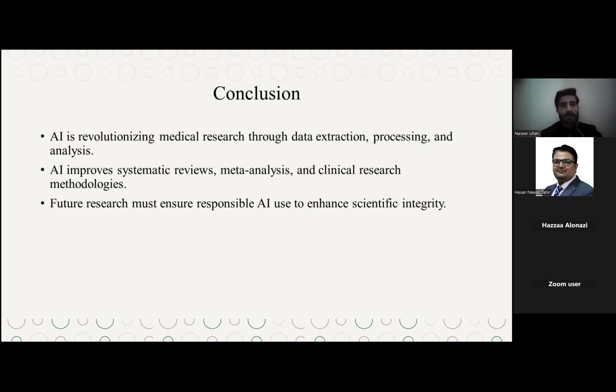Conclusion. Artificial intelligence is revolutionizing medical research through data extraction, processing, and analysis. These three are the main ones. Others are also there, like screening in systematic reviews. The second is that artificial intelligence improves systematic reviews, meta-analysis, and clinical research methodologies. In future, research must ensure responsible artificial intelligence use to enhance scientific integrity.